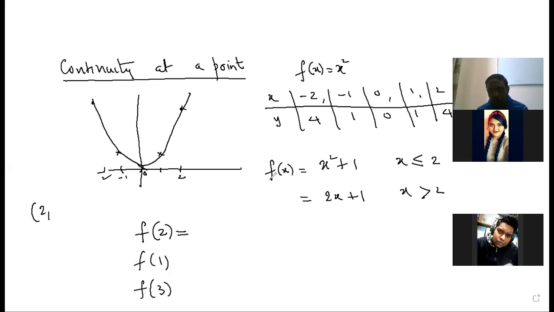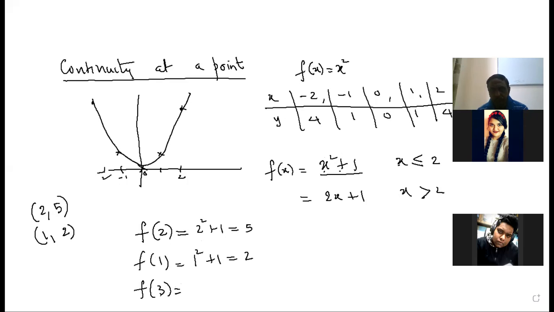Just read this function. f of x follows the formula x square plus 1 whenever x coordinate is less than or equal to 2. This is the formula for the function. So 2 square plus 1, I get answer as 5. That means when x coordinate is 2, y coordinate is 5. When x is 1, a number less than 2, again the same formula. So 1 square plus 1, I'll get 2 as answer. So when x coordinate is 1, y coordinate is 2.